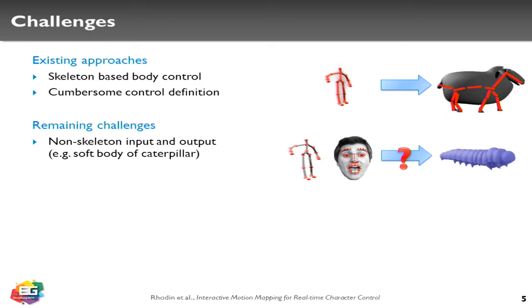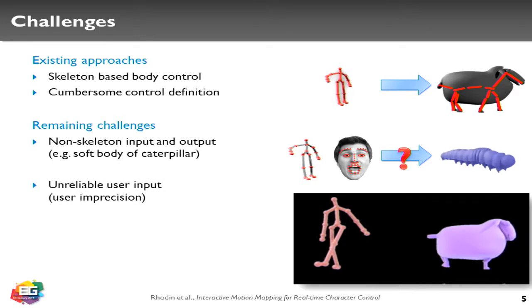For example, what happens if there is no skeleton? Some characters cannot be well defined by a skeleton. For example, the caterpillar has some kind of non-linear deformation, which is a little bit difficult to represent with a skeleton. And also what happens if the input is not just a skeleton, but a face control? Can we control this character by using face motions, or your hands or anything?